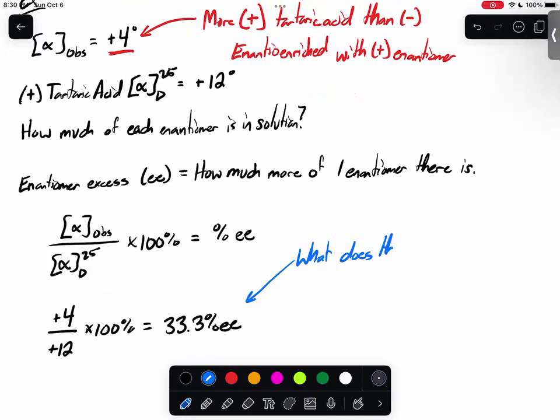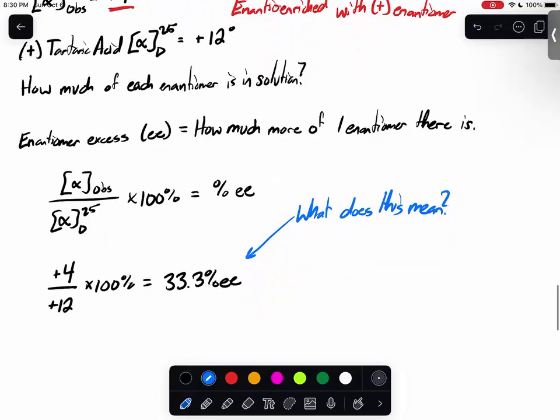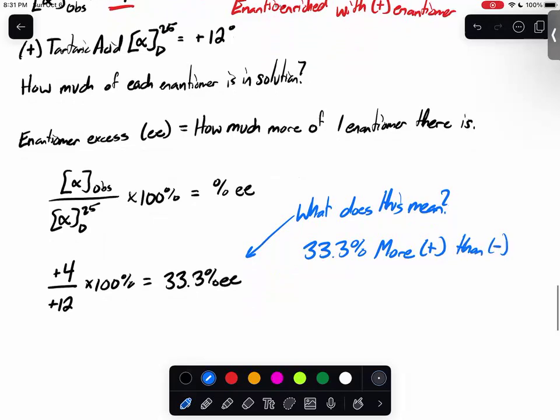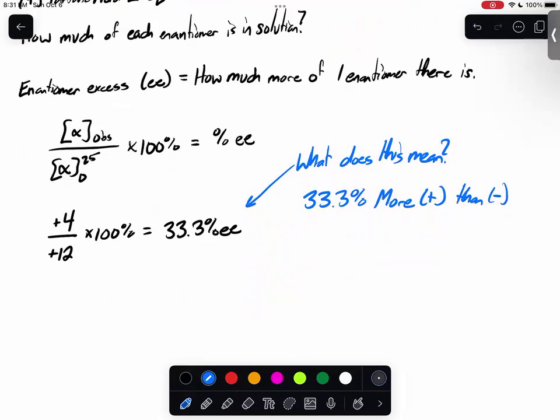Well, it means the same thing that we were talking about when we looked up here. We're saying that by comparison, we're enantio enriched with the plus enantiomer. This is saying that there is 33.3% more of the plus than the minus. Okay? So if there's 33% more of the plus than the minus, that means that we now just have to figure out how much of the minus there is, right? That would make the most sense.